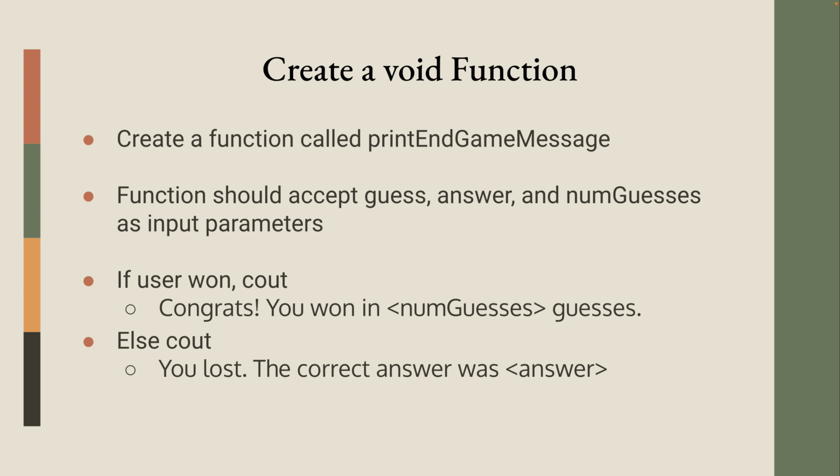So this function is going to take 3 inputs, the guess, the answer, and num guesses, and it should print out one of these 2 things. Yep, so in your groups, we'll get started. In your function header, again, your return type is going to be void. Think about what data types you're going to use for your input types.